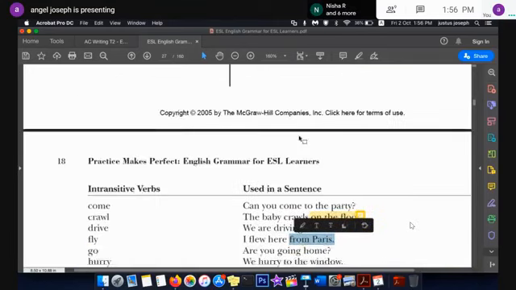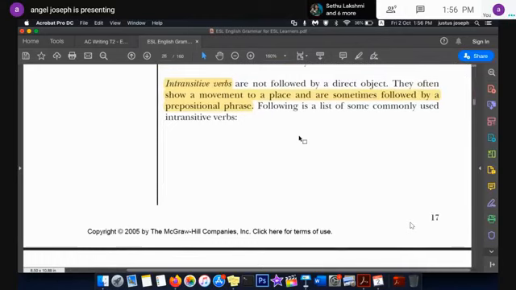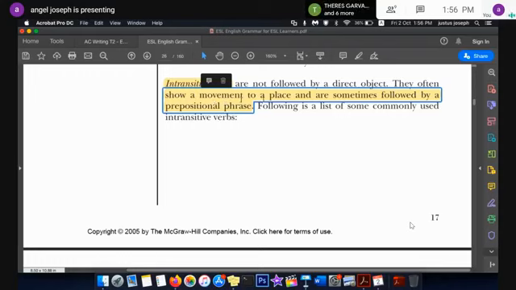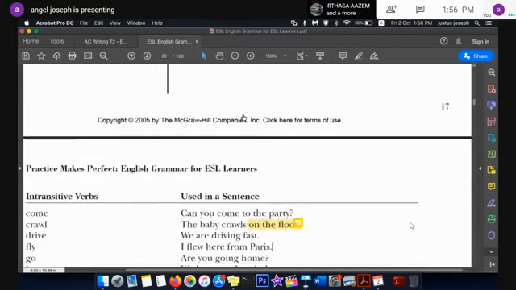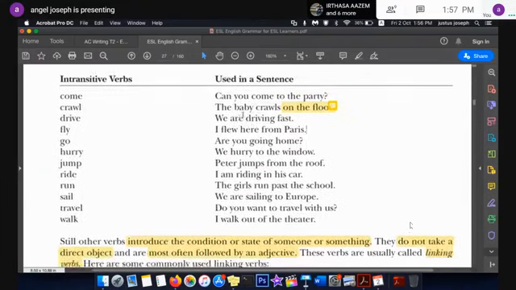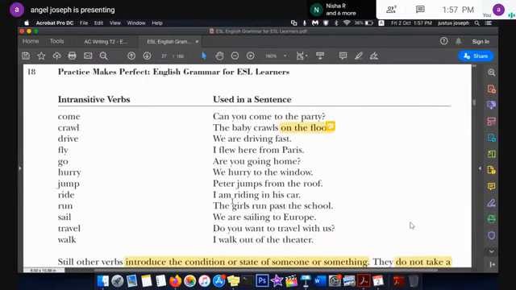Coming back to the definition, what does an intransitive verb do? It shows a movement to a place, and most of the time you might see a preposition or a prepositional phrase along with it. Possibly we'll look at one or two more examples. I am riding in his car.